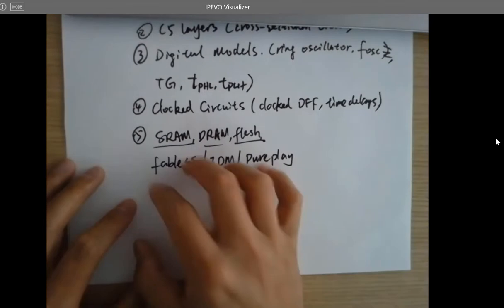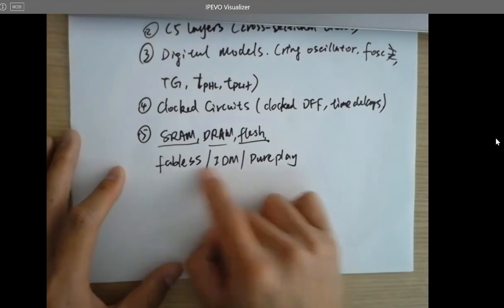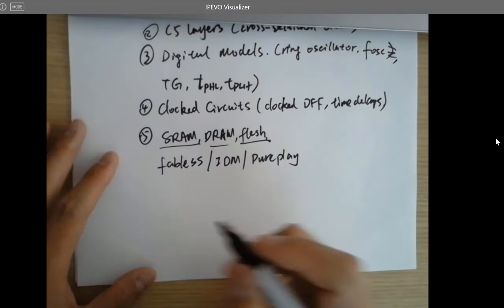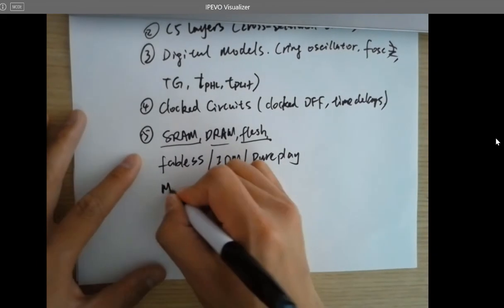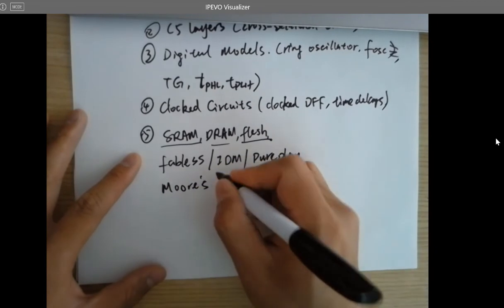I'm going to cover this on Wednesday. So you need to know pure play, IDM, fabless. And what is Moore's law? I will cover this on Wednesday.